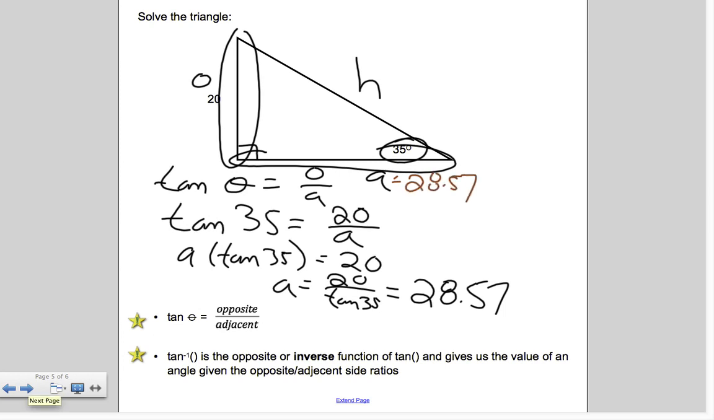Why don't we just round it? Well, it's not exact. We'll keep it to two decimal places. On a test, you'll be told how many decimal places to write.